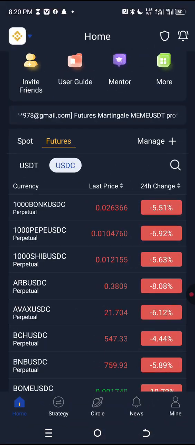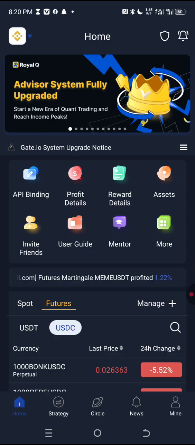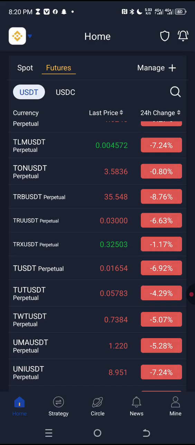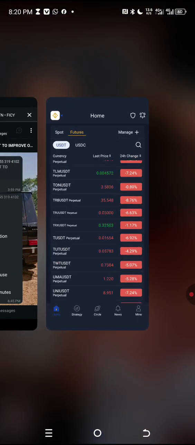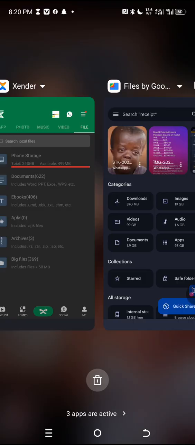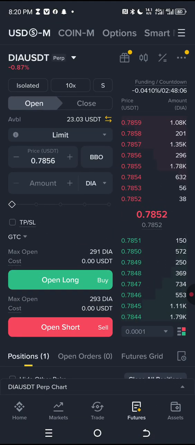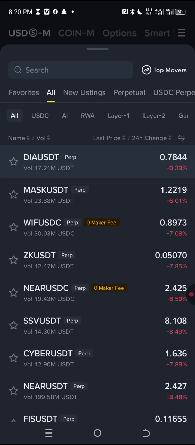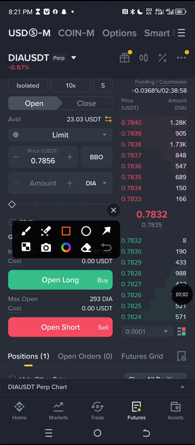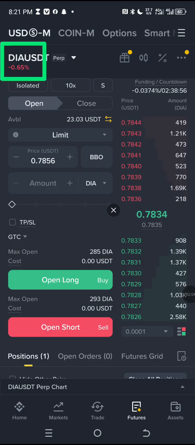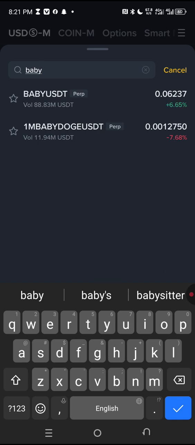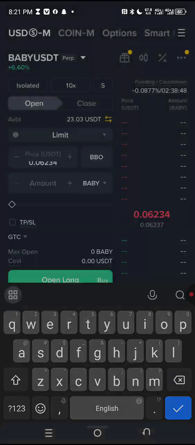Number two, make sure you get all these coins in the USDT market, all of them, and change them to the isolated market. So that when they send a signal, for example, this is BABY, you don't come to Binance and start fidgeting to look for BABY and then change it to isolated. So you just come here and tap here and then search for the coin you want to search for. Here we are searching for BABY. That is what was given in the signal. So it is here, BABY USDT.